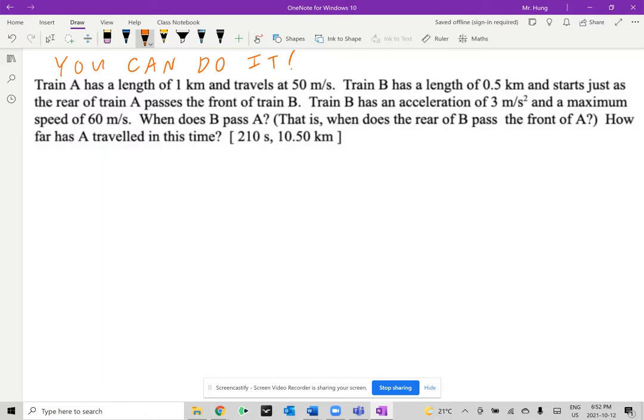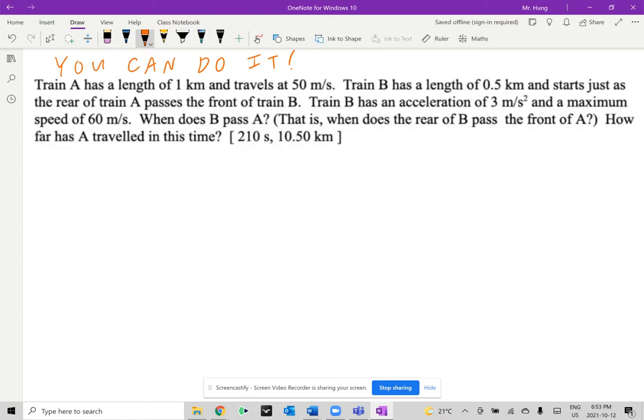Hi everyone. Let's take a look at the following physics example. Train A has a length of 1 kilometer and travels at 50 meters per second. Train B has a length of 0.5 kilometers and starts just as the rear of train A passes the front of train B.